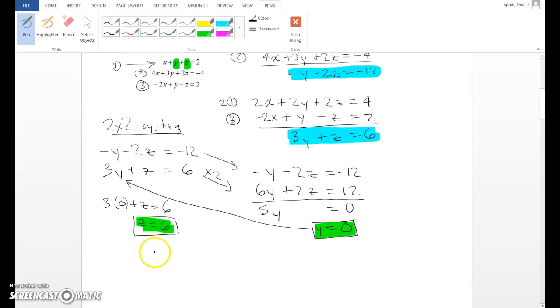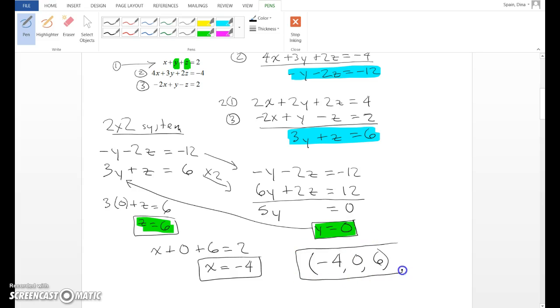Alright, so that means I've got x plus the y was 0 plus my z is 6 is all equal to 2. So that means x equals a negative 4. Alright, all this is your answer. You've got an answer for x, y, and z, and the way you write it with an ordered triple, the x comes first, then the y, and then the z.